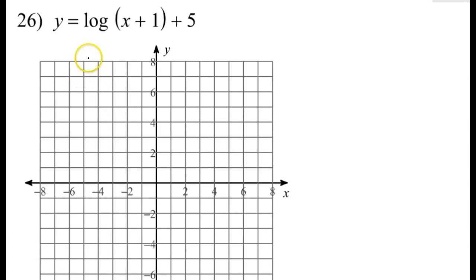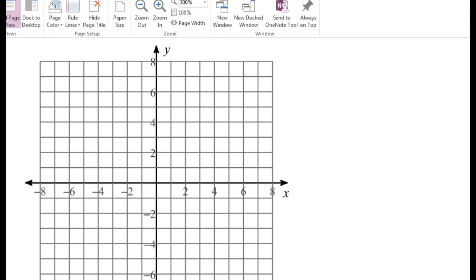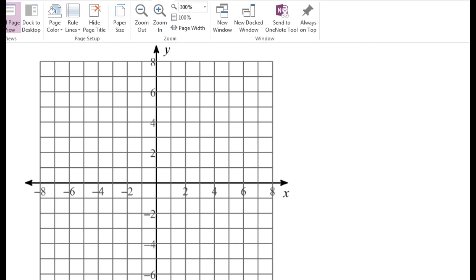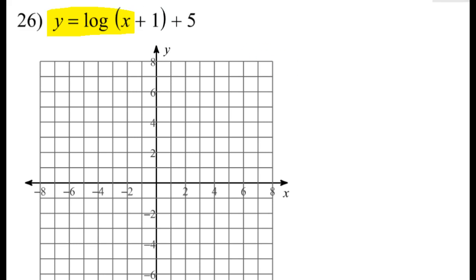In this video, I will show you how to graph this logarithmic function. Let's start by simply graphing the parent function, which is just this part of it, without the horizontal shift or the vertical shift. So focusing on that part of it, then we should start with a table of values.